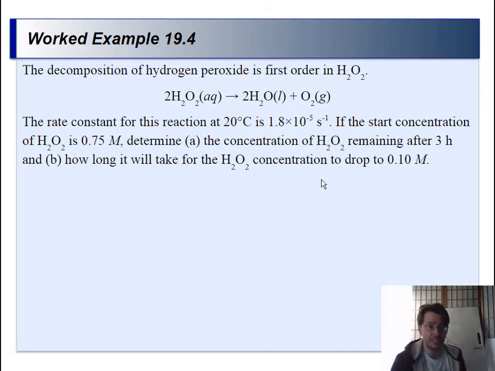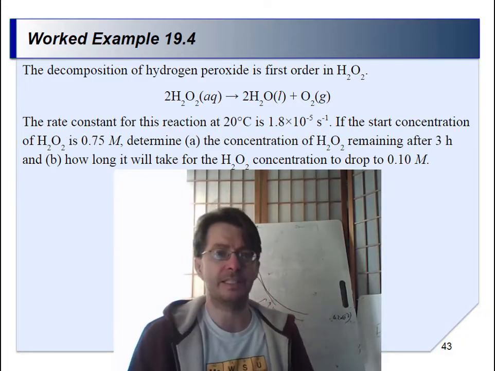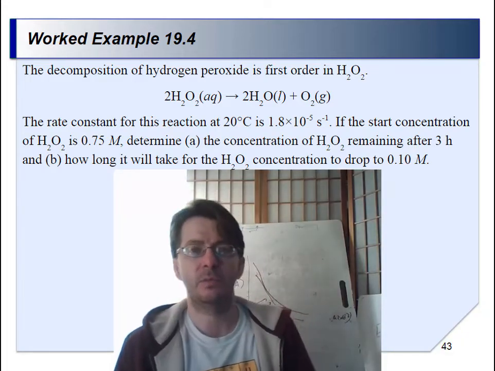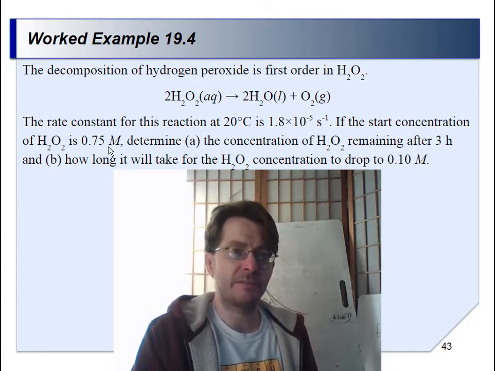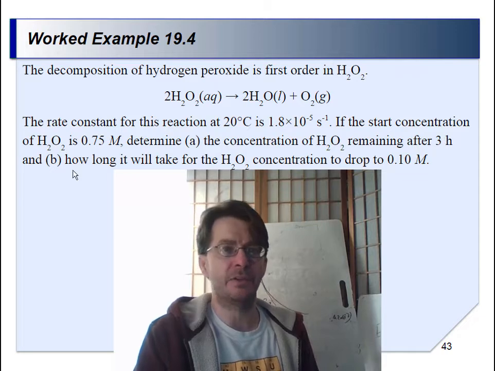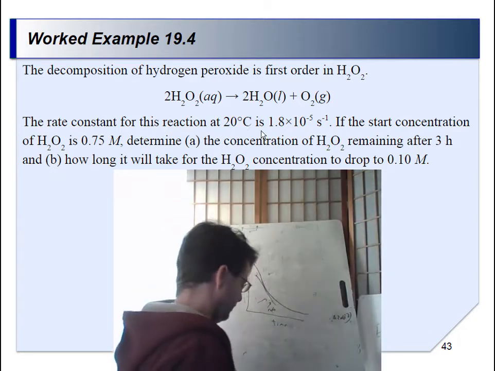Decomposition of hydrogen peroxide is first order with respect to H2O2, and they tell us that, so we already know that's a first order reaction. They say the rate constant is 1.8 times 10 to the minus fifth. If you start at 0.75 molar, how much remains after 3 hours? So this is a very standard problem.